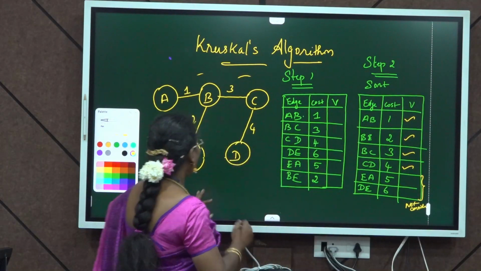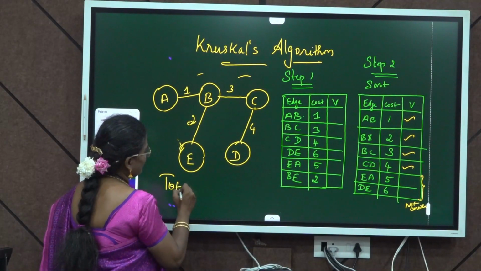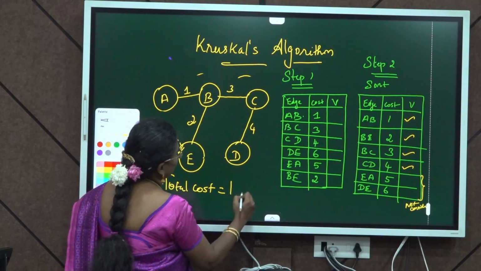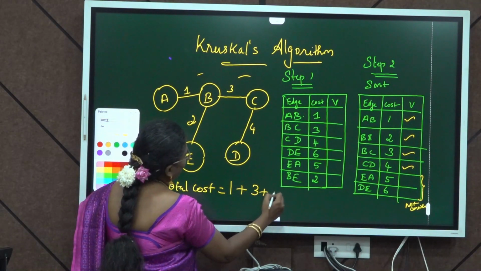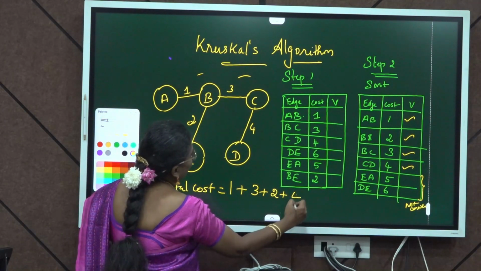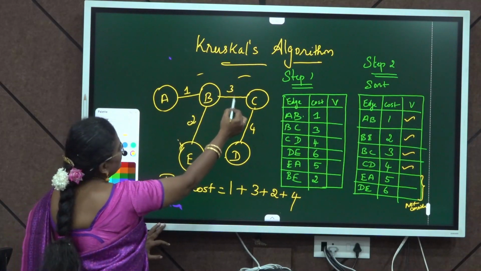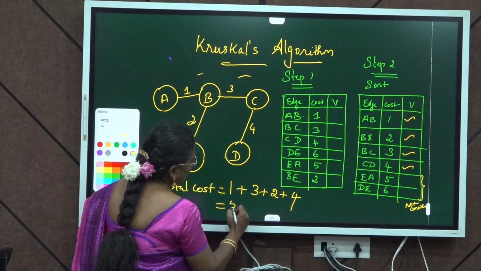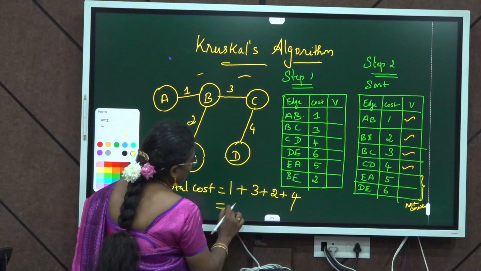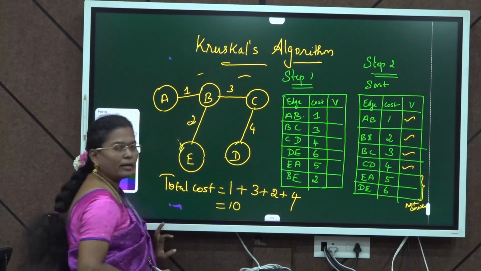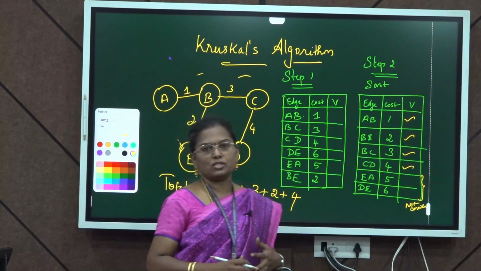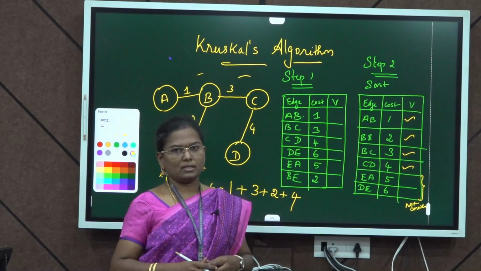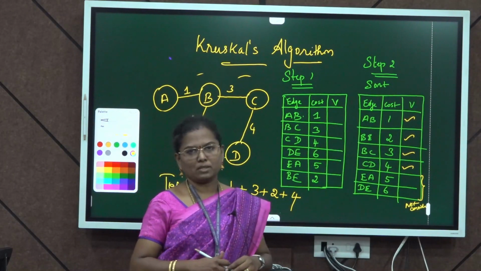Once this is done, then the total cost will be computed here. So, the total cost of this specific spanning tree is 1 plus 3 plus 2 plus 4. So, 1 plus 3 plus 2 plus 4, this is the cost. So, the cost of this specific spanning tree is 10. Hope you have understood the working process of Kruskal's algorithm. In the next video, we will be discussing how Prim's algorithm works.